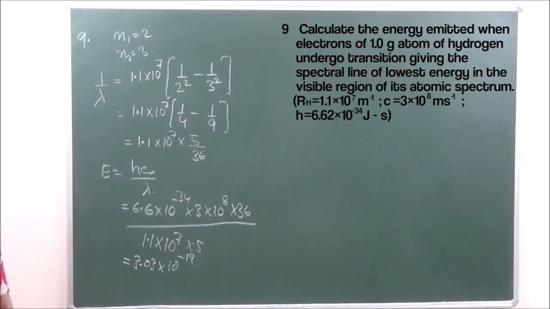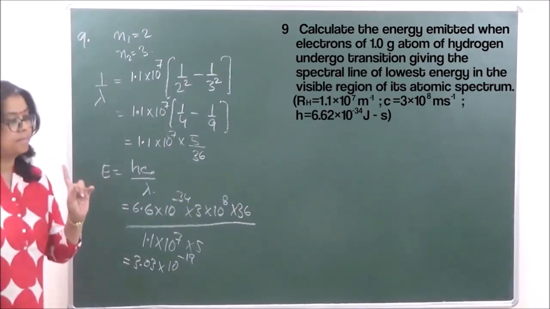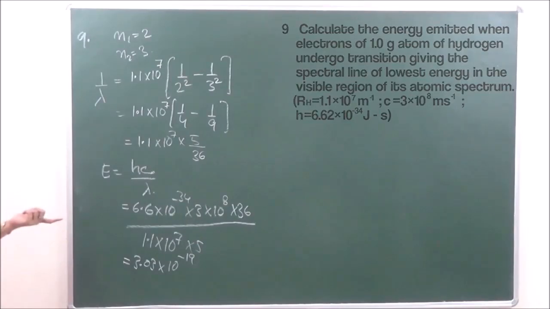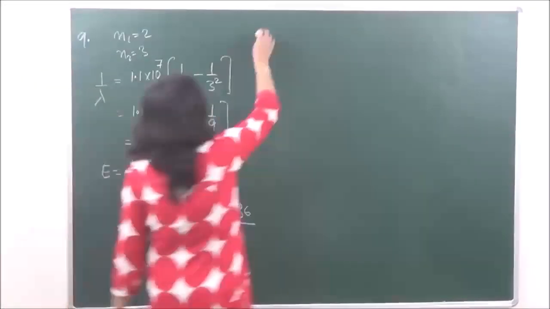Now over here we have to calculate the energy with respect to 1 gram of atom. That is what is asked in the question: calculate the energy emitted by electrons of 1 gram of an atom. So let's calculate the energy for 1 gram of an atom. That will be equal to this into Avogadro's number, because the atomic mass of hydrogen is 1. So the number of atoms in 1 gram of hydrogen will be Avogadro's number of atoms.